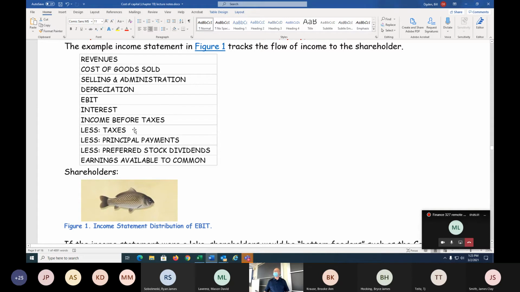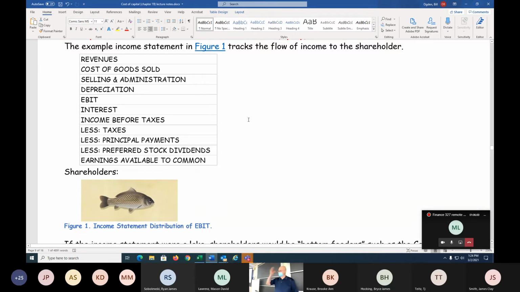And then, before we can distribute what remains of this EBIT to the shareholders, we have to pay back any principal payments on money that we've borrowed. We also have to pay out our preferred stock dividends if we're using preferred stock financing. Sunshine is not using that, so that's not an issue with us. And finally, the rest is available to common.